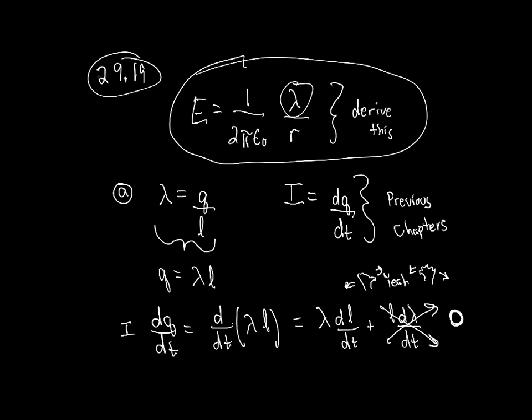A derivative tells you how much something changes. If something doesn't change, its derivative is 0. What's the derivative of 2? 0. It doesn't change.